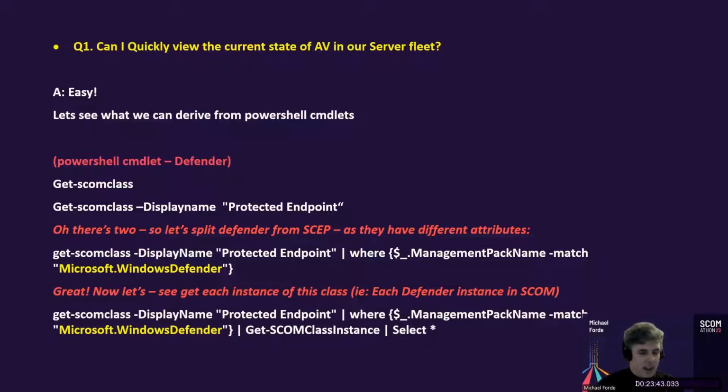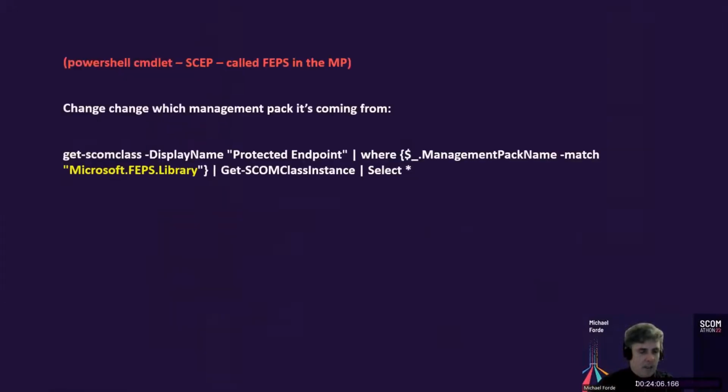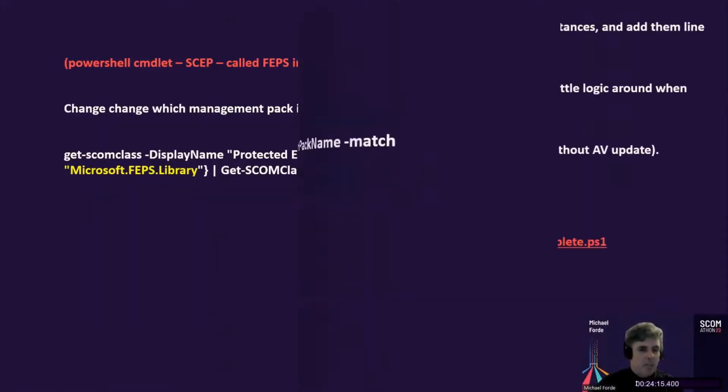And okay, so we got that. Now we actually want to look at what's in it. So then you pipe it to Get-SCOMClassInstance and select everything. And then you get a massive wall of text in PowerShell of everything that SCOM knows about your Defender instances, which is great. And there's a lot of interesting and useful information in there, but you want to actually be able to see it nicely. I'll just clean up here: same command here, but Microsoft.Feps.Library if you want the SCEP stuff. Besides that, it's the same.